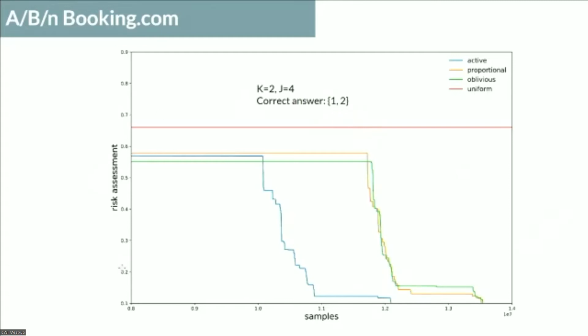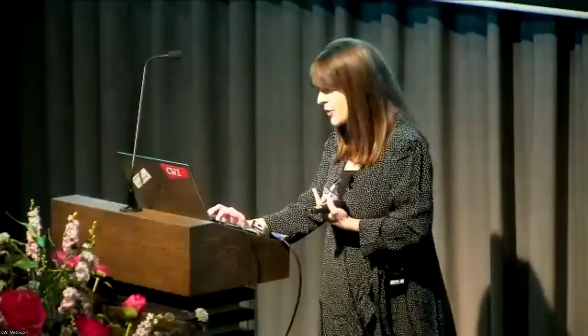And what I'm plotting here is, for each of these sampling policies and modes of interaction, how the risk assessment of the methods changes as the sample size increases. So the lower the risk assessment, the more confident the sampling policy would be in its recommendations. All of the policies recommend the correct answer, but of course you see that this happens with a different risk assessment. The active policy would start being more confident sooner than the other methods.